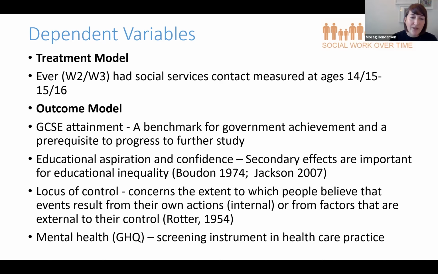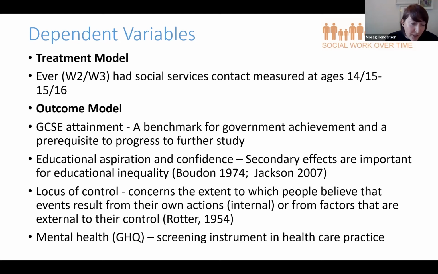We have questions in the Next Steps data about educational aspiration and confidence. So it's whether or not students think they will apply to university, and if they do, whether they think they will get in. So these secondary effects are important for understanding educational inequality. So educational aspirations, if they differ in and of themselves and also net of their prior attainment, then it might say something about preferences or behaviours of particular groups.